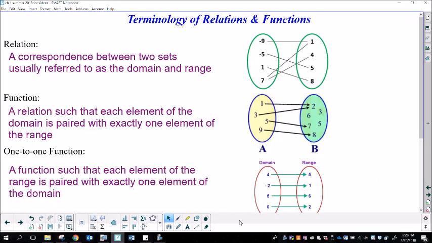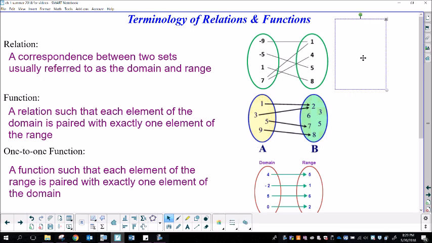In this lesson, we're going to look at functions and relations. A relation is a correspondence between two sets, usually referred to as the domain and range. Essentially, everything in mathematics is a relation. This first image here shows us an example of a relation.